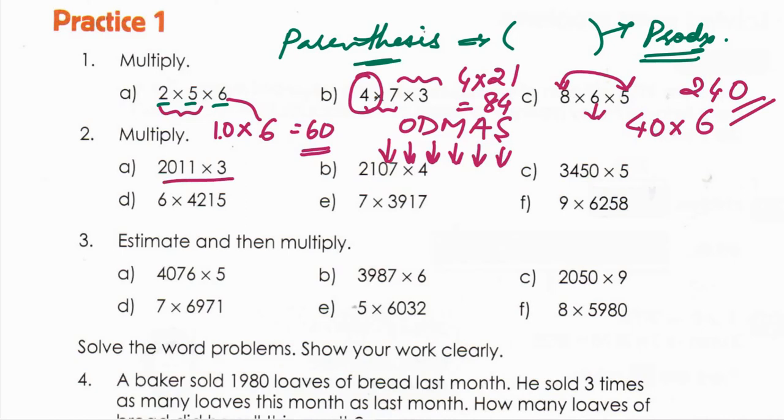Similarly, you can do this also. You have only a single digit in the multiplication, so simply you can do 2011 into 3. 3 1 times 3, 3 1 times 3, 3 zeros are 0, 3 2s are 6. This is the answer for this.